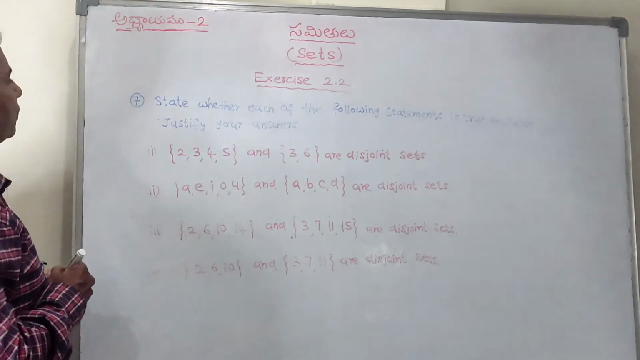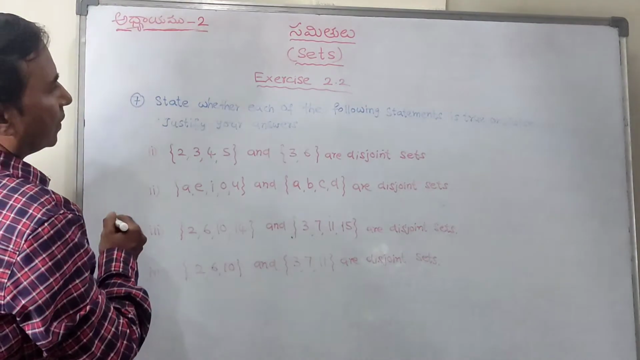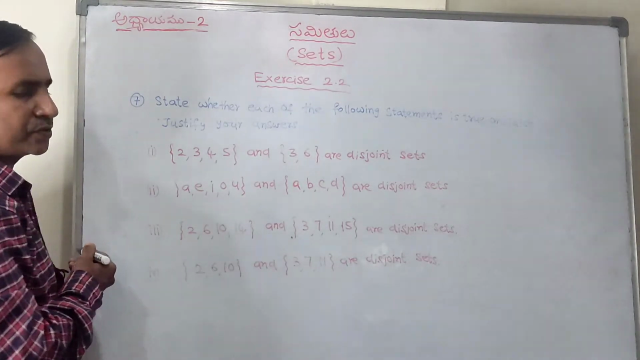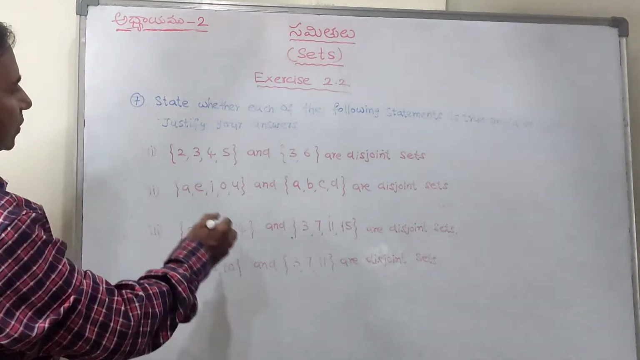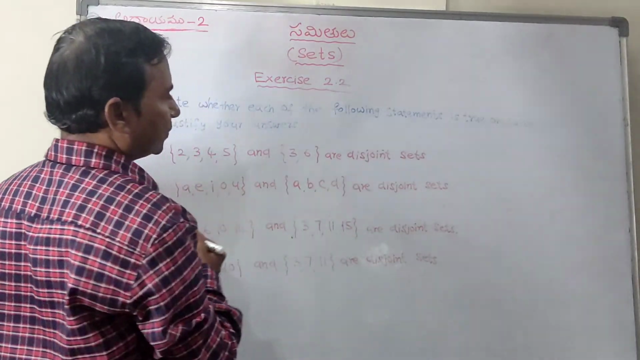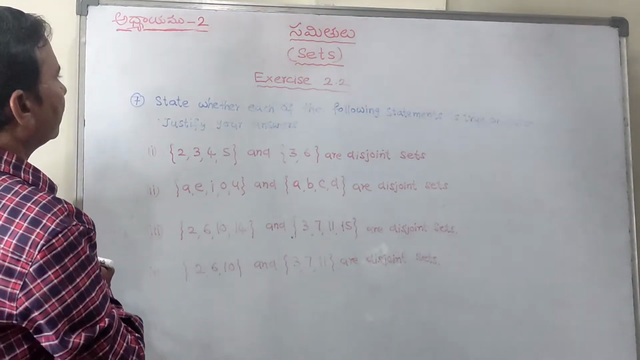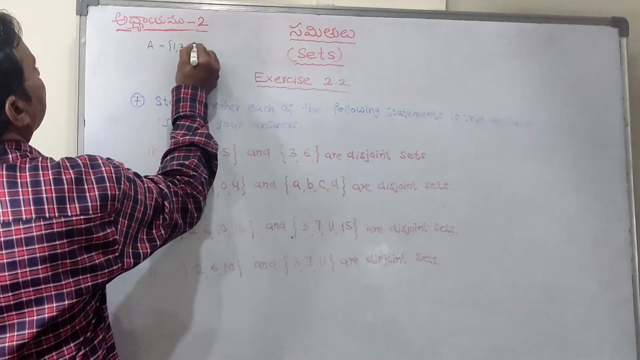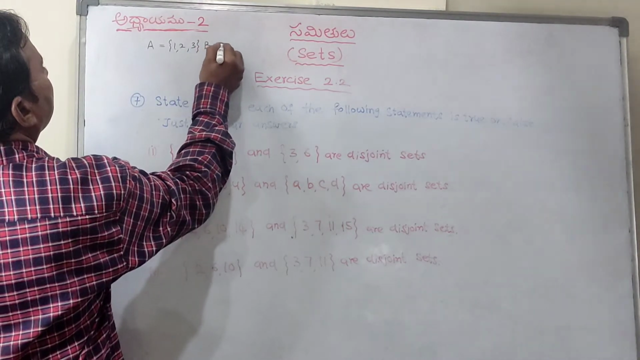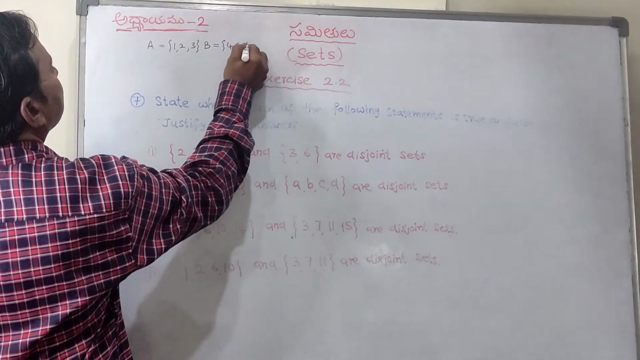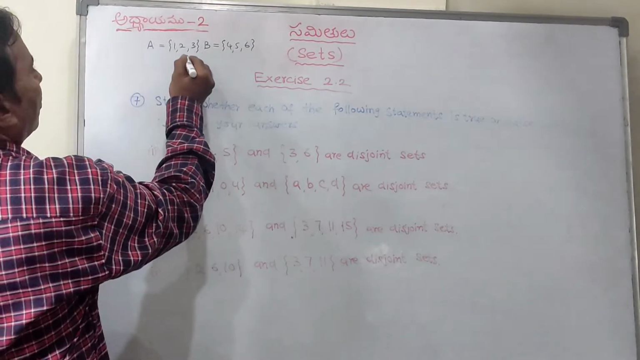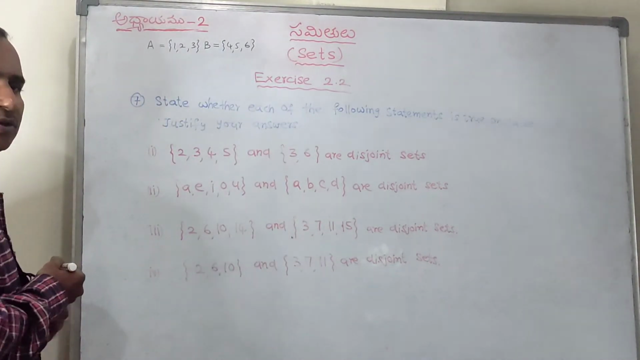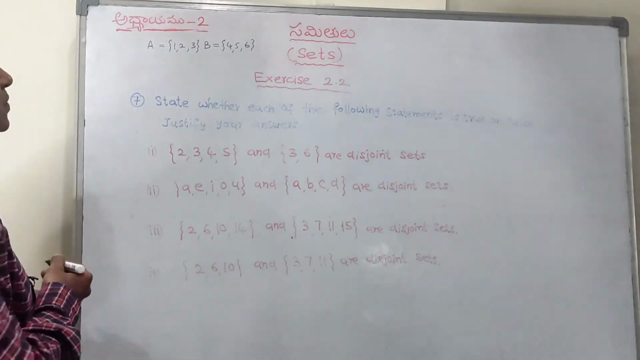Now see the last bit, the 7th one. State whether each of the following statements is true or false. Justify your answers. See, all these bits are regarding disjoint sets. Disjoint sets means, suppose I am taking A is 1, 2, 3 and B is equal to 4, 5, 6. Are there any common elements among these two sets? No. If no common elements are there, those two sets are called disjoint sets.